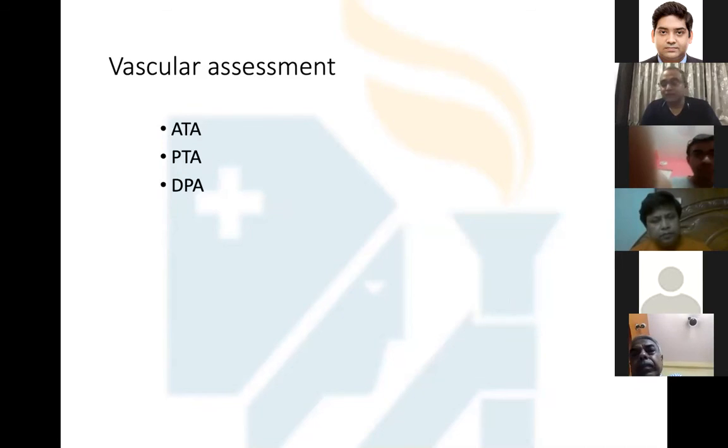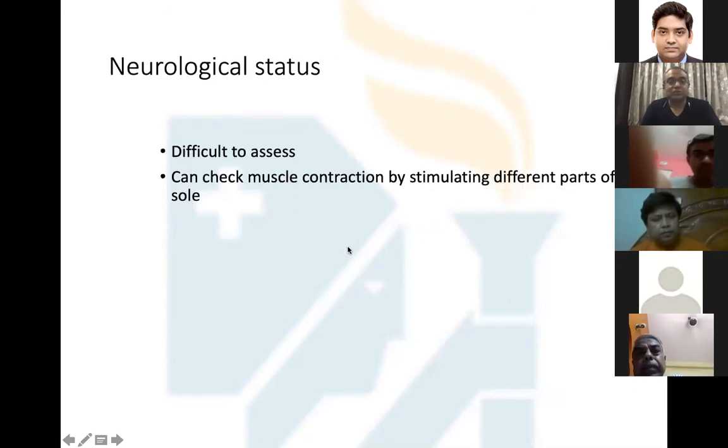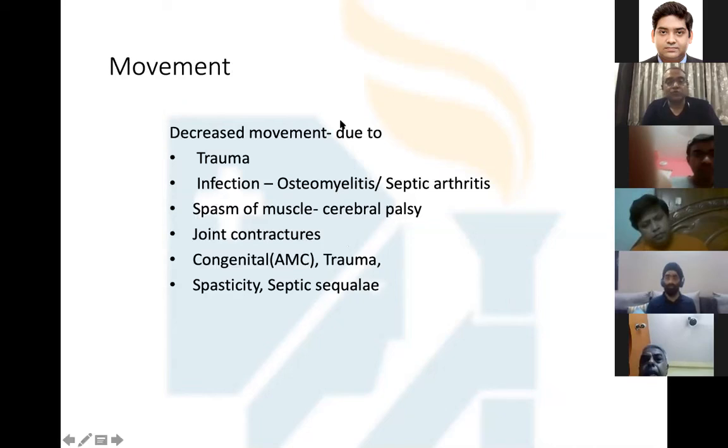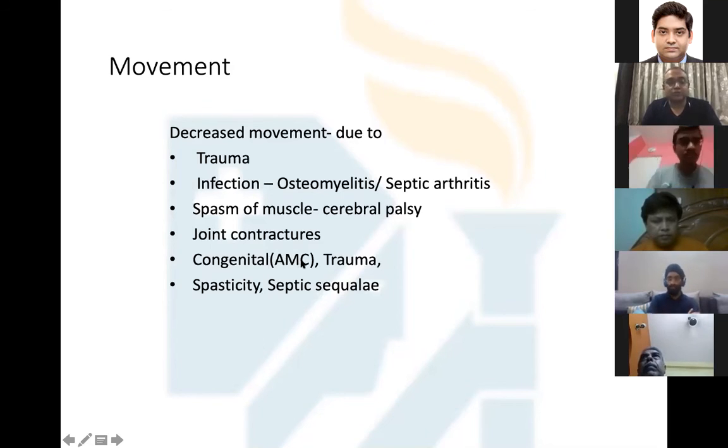And vascular assessment, as in all cases: you have to check the anterior tibial, posterior tibial, and dorsalis pedis pulses. Neurological status evaluation is difficult to assess in children for foot and ankle conditions, but you can check for muscle contraction by stimulating different parts of the sole. Coming to the movements examination, they can be reduced, and the common causes for reduction are infection, trauma, and cerebral palsy. And if there are contractures, as in arthrogryposis multiplex congenita, or spasticity or any septic sequelae.